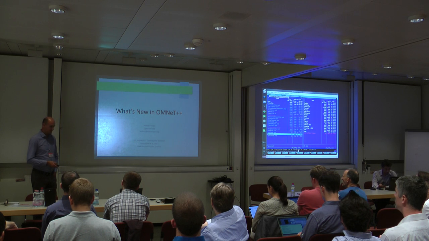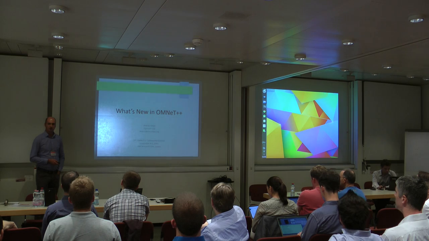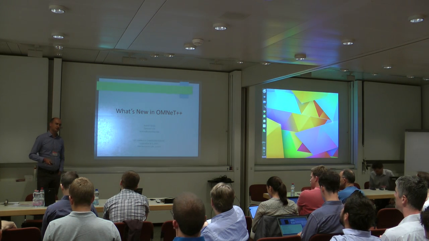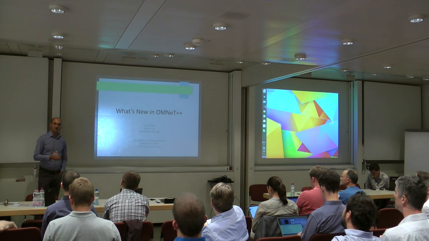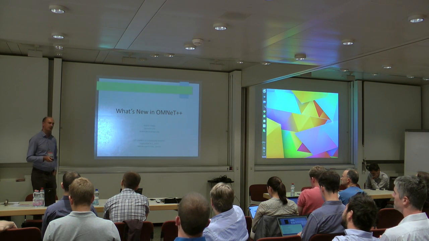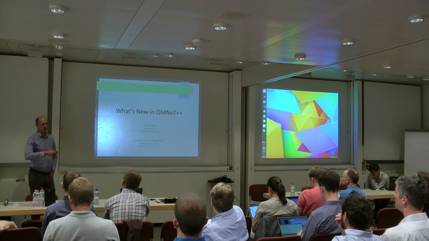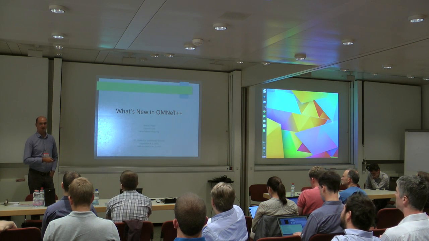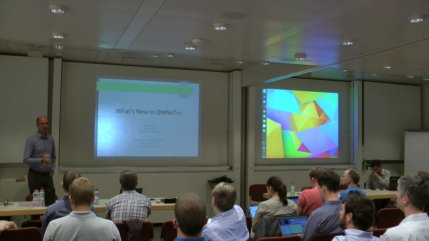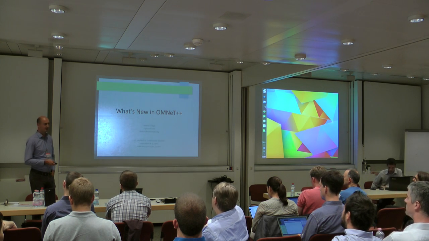So what is so special about OMNeT 5? That it's a major version. Across minor versions, we don't want to change things, we don't want to break existing models and so on. But since it's a new major version, we can take this opportunity to introduce changes that are breaking model compatibility in order to make things better.